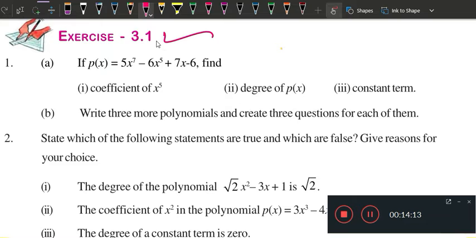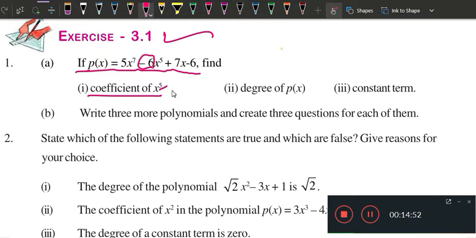Hello students. Exercise number 3.1. First problem: if p of x equals 5x power 7 minus 6x power 5 plus 7x minus 6, find the coefficient of x power 5. This is a polynomial, p of x equals 5x power 7 minus 6x power 5 plus 7x minus 6. Coefficient of x means what is there?